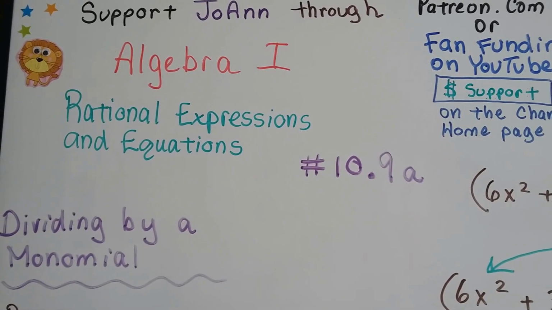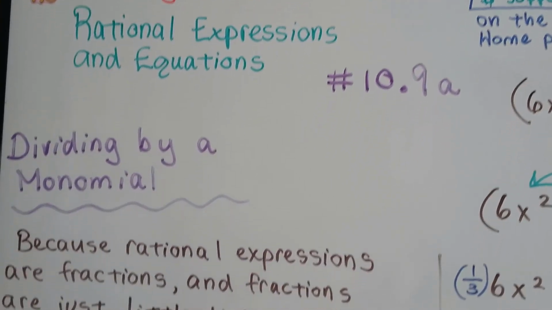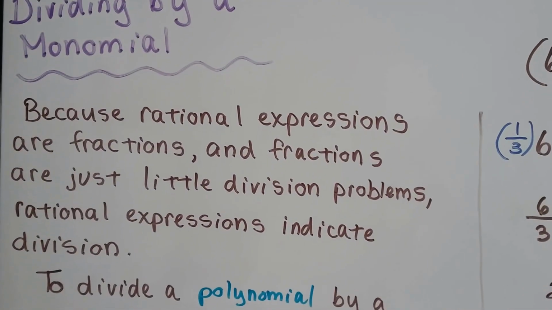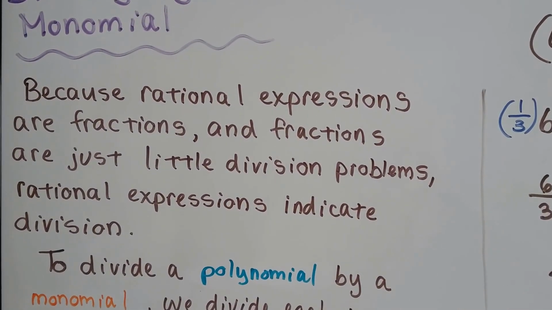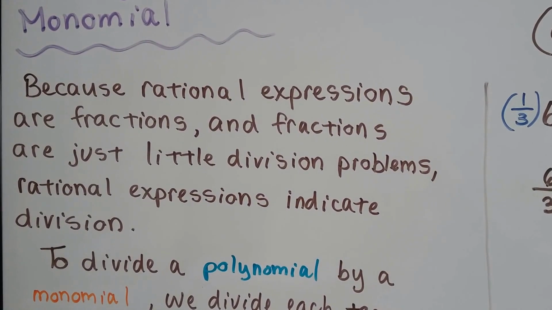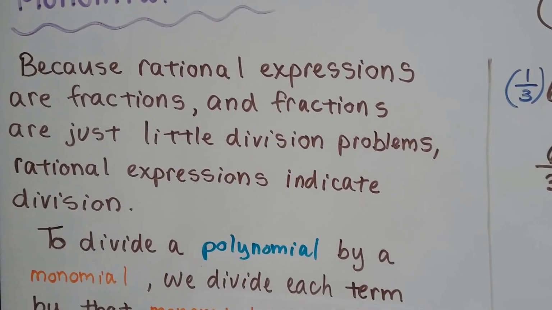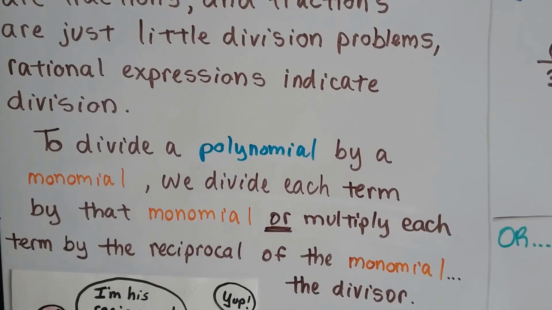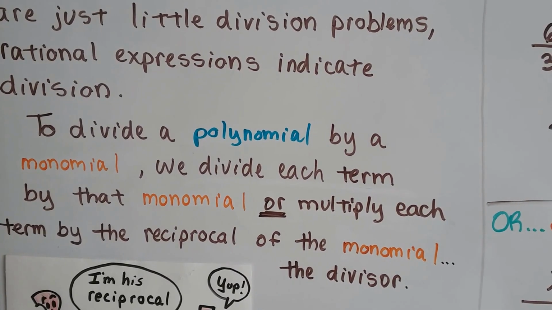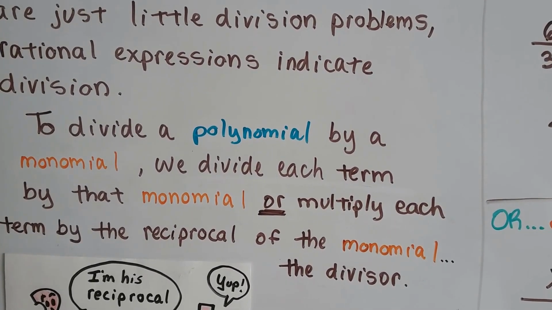Algebra I 10.9a, dividing by a monomial. Because rational expressions are fractions and fractions are just little division problems, rational expressions indicate division. To divide a polynomial by a monomial, we divide each term by that monomial.